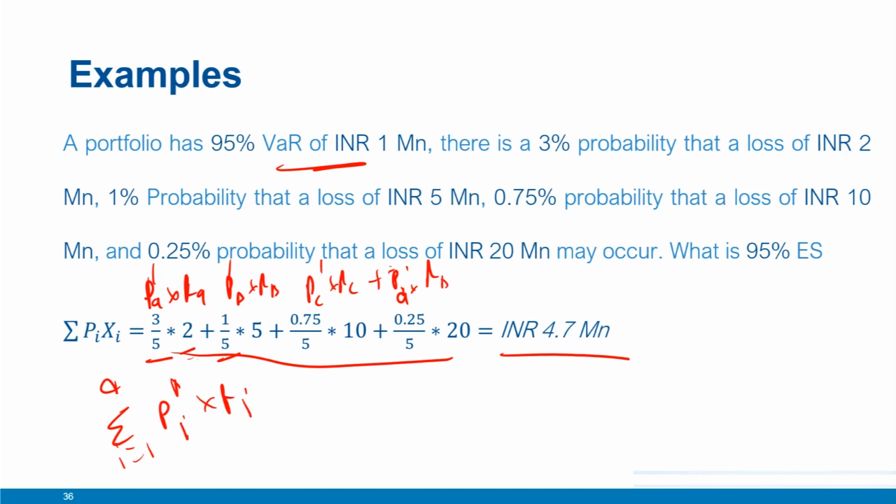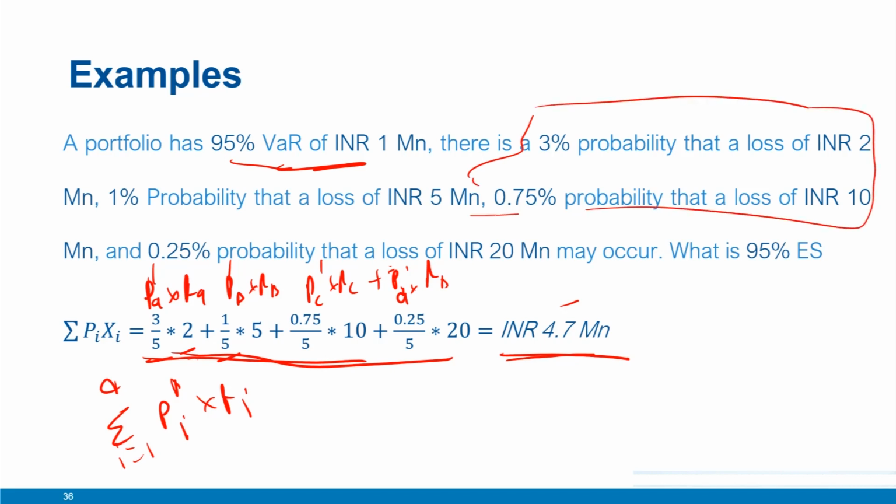Let us see how to interpret this 4.7 million to conclude and summarize this video. This 4.7 million is my expected or average loss. What kind of average? Probability weighted average loss, given that VaR is breached, and these are the only 4 possibilities. These extreme tails are the only 4 possibilities available to me, and this VaR has been breached. Given these probabilities 3%, 1%, and so on, this is that expected value of 4.7 million.